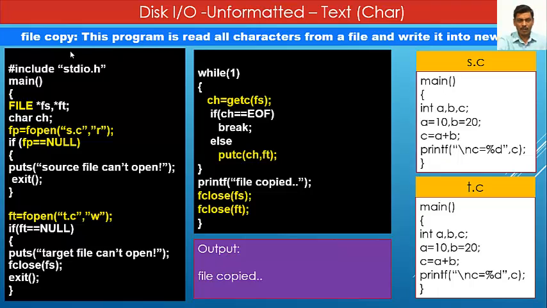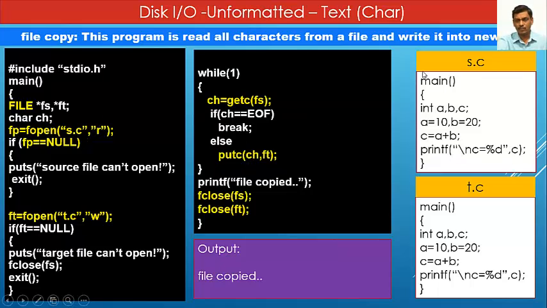Through this program, we copy the content of a file to a new file. That is a file copy program. This program reads all characters from a file and writes them into a new file. This is unformatted text. In unformatted text, we access character or string. In this program, we access character only. So we read character by character from a source file, then we write it into the new file, the target file.